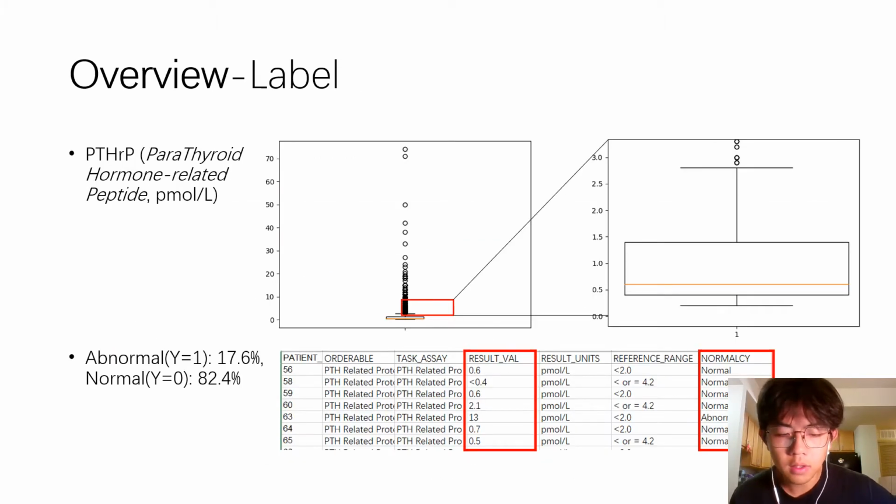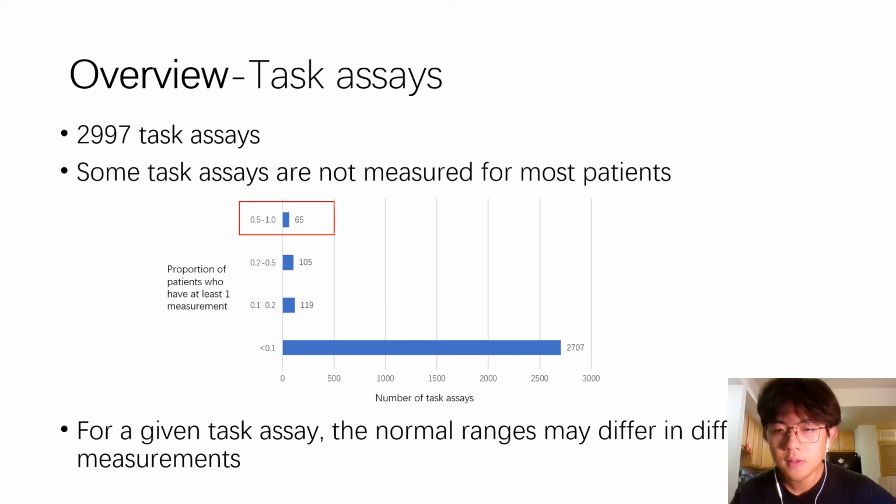Next, I'm going to introduce something regarding the label. From the box figure, you may have an overview of the distribution of the PTHrP values. Most of the data are located in a very small normal range, which is from 0 to 3. On the contrary, a relatively small number of abnormal data are scattered in a very large range. Therefore, we can intuitively conclude that this task is very difficult to define as a regression task. Actually, our empirical study shows that the results will be very poor if we do regression on this dataset. So in our final solution, we model this task as a classification task, simply using the binary value of the normalcy, which is shown in this right table.